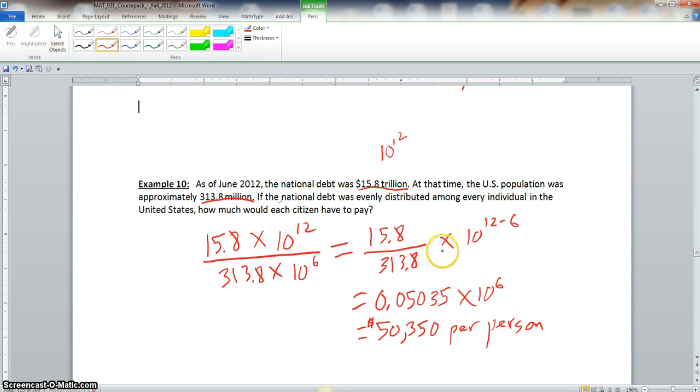0.05035. Okay, times. We look here at these common bases here. We'll bring the 10 over, and we will subtract the exponent of the numerator by the exponent of the denominator. So it'd be 10 to the 12 minus 6, and 12 minus 6 is 6. So now we have 0.05035 and multiply by 10 to the 6, and that will give us $50,350 per person, because we will have to move this decimal 6 places. And that is our final answer.